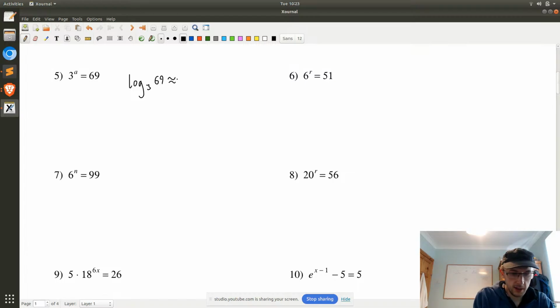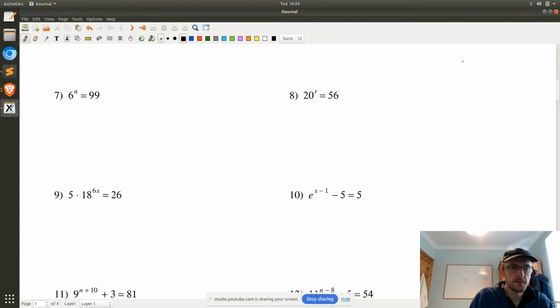Log base 3 of 69, that's what a is. Log base 3 of 69, which is 3.8540 to the nearest 10,000th. 6 to the r is 51, so r equals log base 6 of 51, which is 2.1944 to the nearest 10,000th. 6 to the n equals 99, so n equals log base 6 of 99, which to the nearest 10,000th is 2.5646.